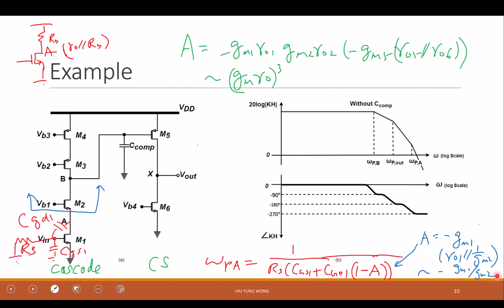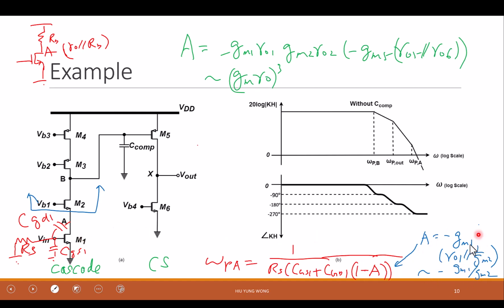So again, this circuit looks complicated, but that is everything you have learned in this class, right? So why did you not get the answer right? Because you jump into it. Just think about what we have learned step by step, and everything has a reason, right? Okay, so this is the pole.